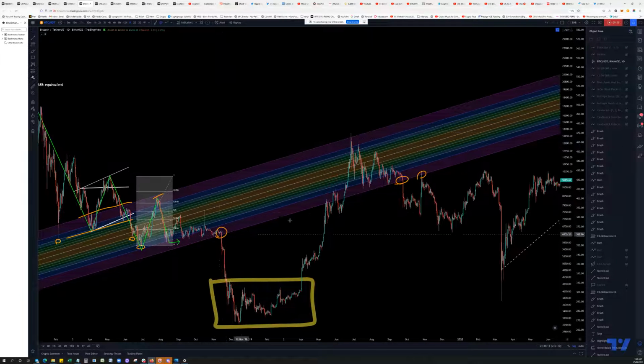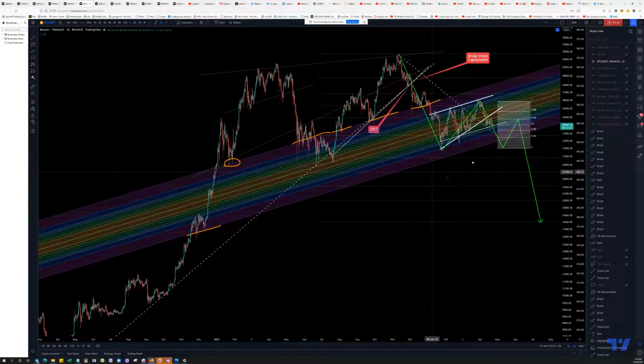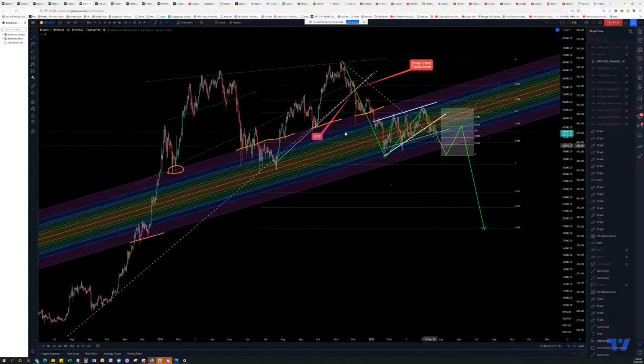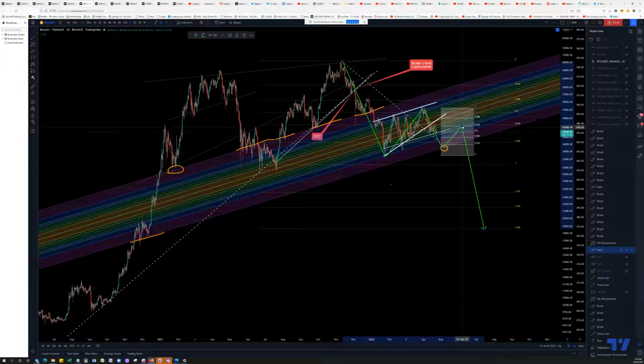Now you can see again, as I said, the bottom of the channel and the top of the channel. So it makes sense that if we lose this level, I see it coming all the way down. So this channel becomes very important. If we were to not lose it and just bounce off here like that, we can have maybe a similar level.